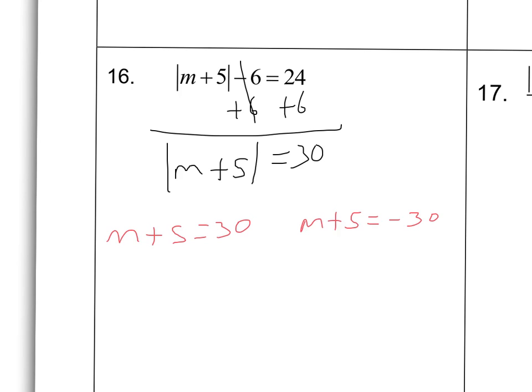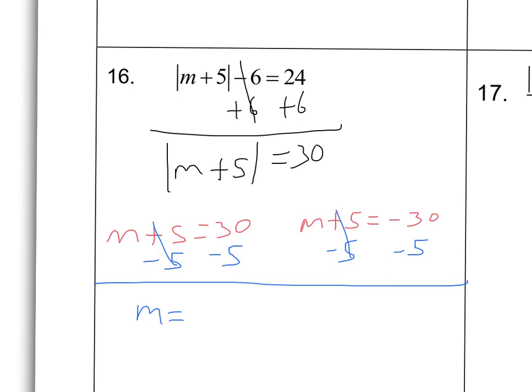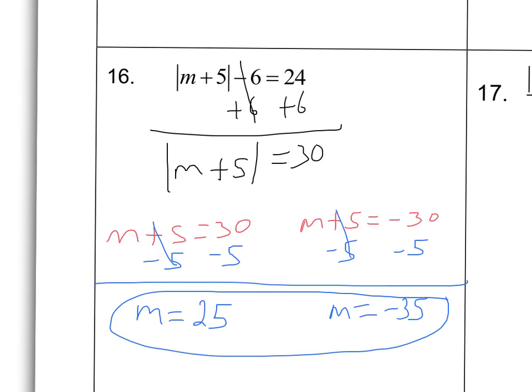From here we need to get the variable by itself. So we subtract 5 all the way across. Those will cancel out, so we have on the left side m equals 30 minus 5 is 25. And on the right side we have m equals negative 30 minus 5 is negative 35. Be careful with those negatives. I cannot stress that enough.